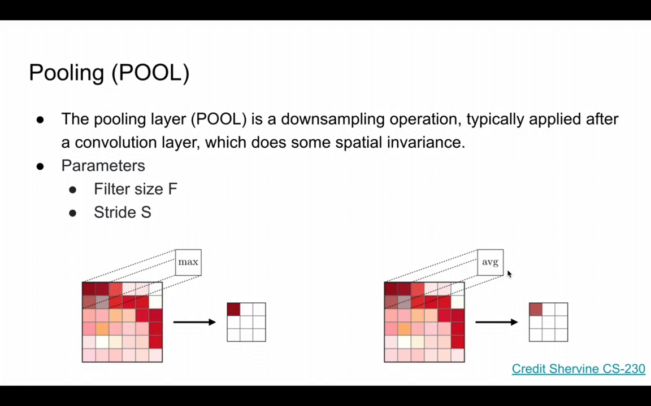For average pooling, instead of finding the maximum value, we take these 4 pixels, calculate the average value, and fill it into the output image. We shift the filter based on the stride, that is the window size. We shift the filter.